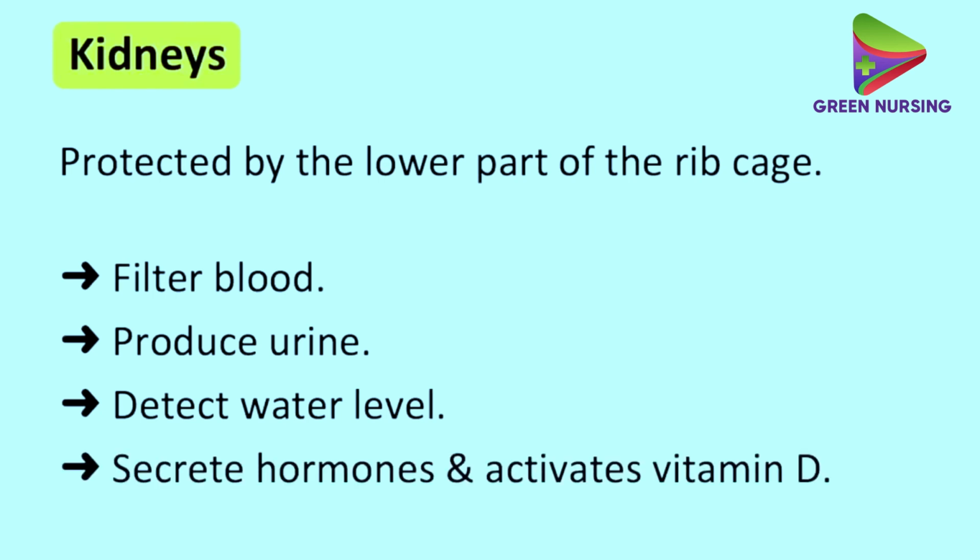The kidneys also secrete hormones. For example, a hormone to increase red blood cell production or a hormone to increase blood pressure. Lastly, the kidneys activate vitamin D. Remember, we have two kidneys. However, a person can live fine with just one kidney.